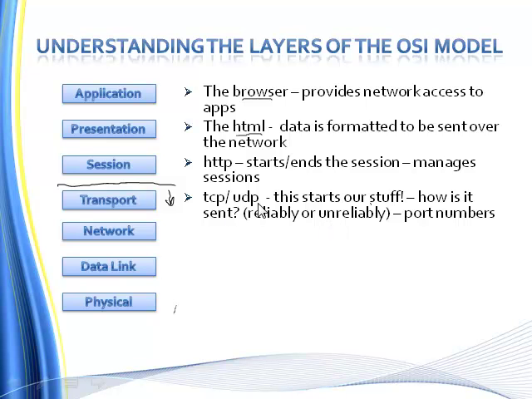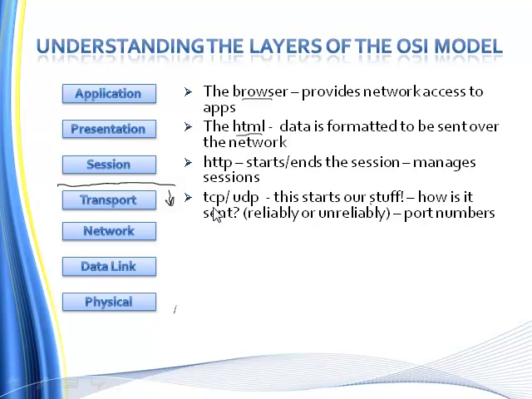UDP is an example of an unreliable protocol, a unicast datagram protocol. What it does is it just sends the message out, and it doesn't care whether it gets there or not. It's like, you get there, you're on your own, I hope you get there.